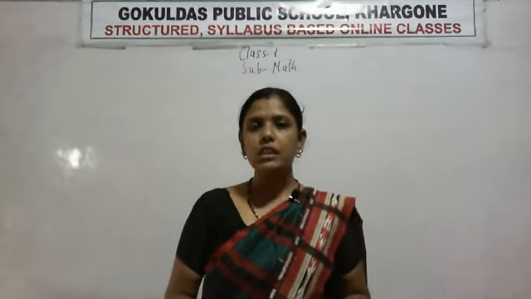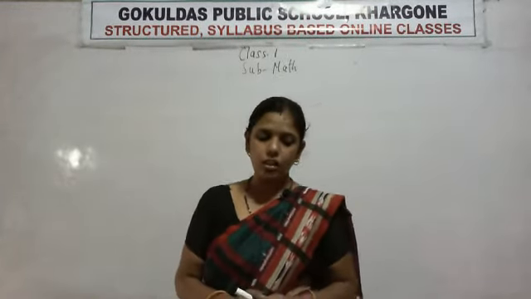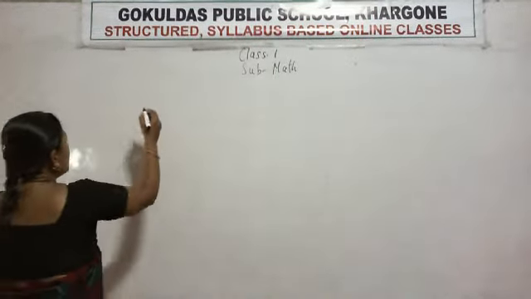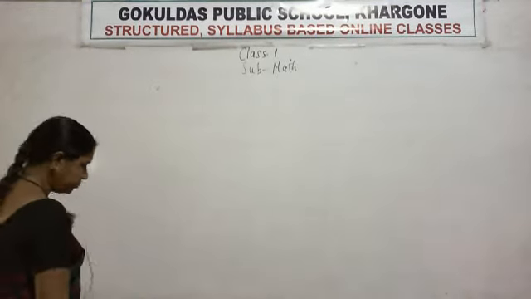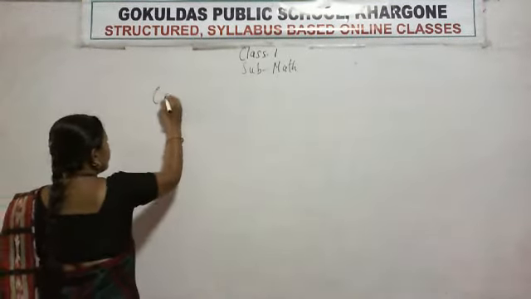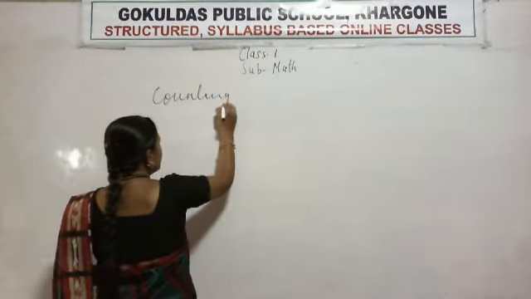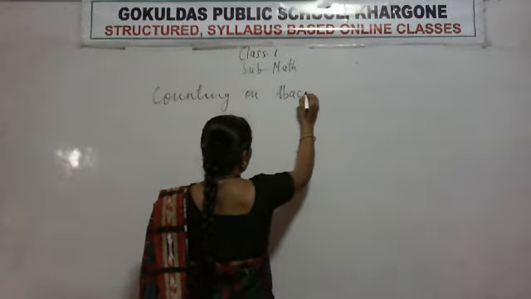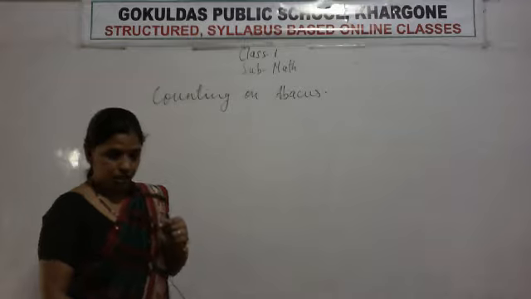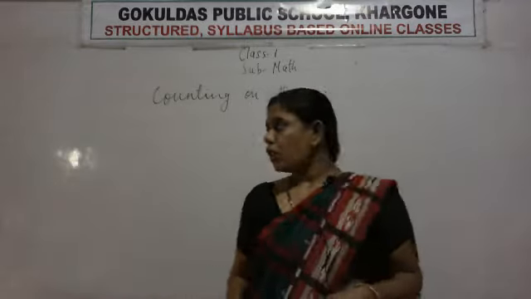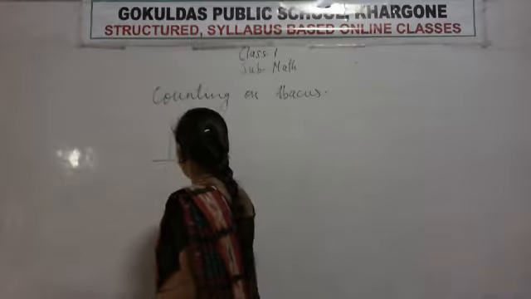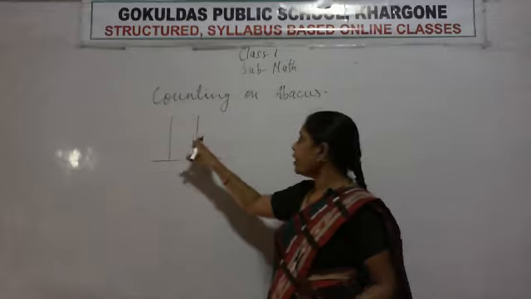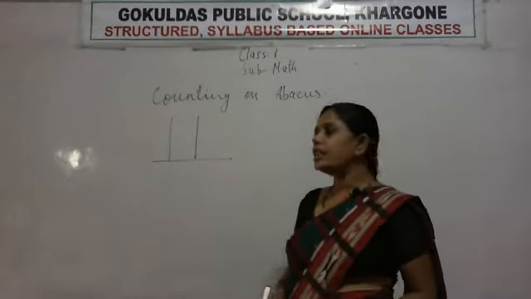So first we will revise what we have done in our last lecture. Counting on abacus. Abacus is given to you. This is abacus. So what is there in this abacus? There are beads in this abacus.